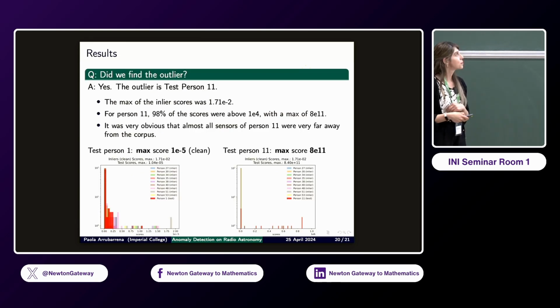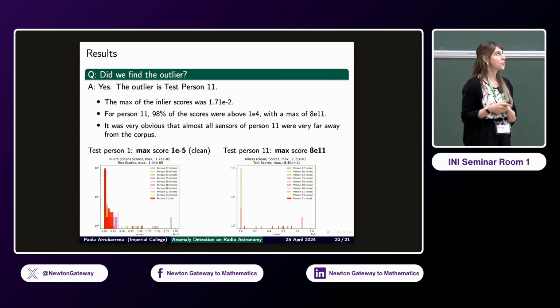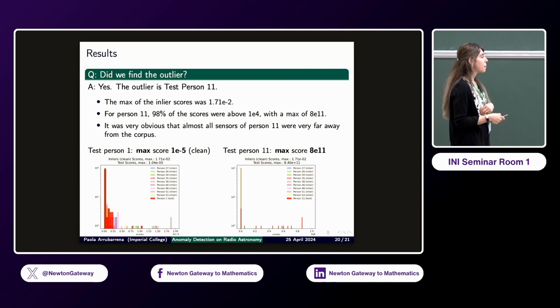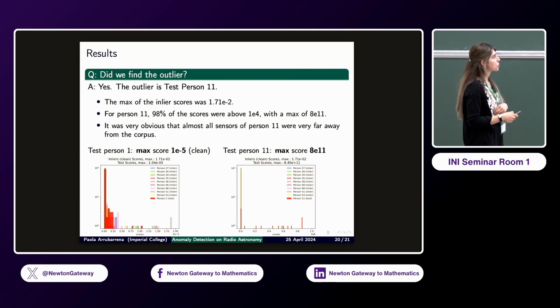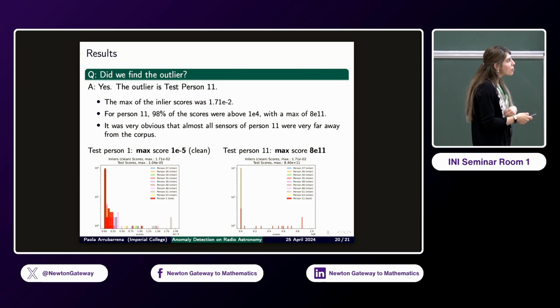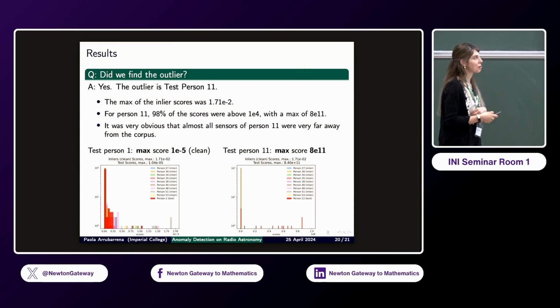We only compare scores. So we could find the unhealthy person. It was person 11. This was nice to see. And we did it by comparing the scores distribution. For healthy persons, the scores were very small, like 10 to the minus 5, 10 to the minus something. And when we looked at the scores of person 11, they were really off. They were very far away from our corpus.